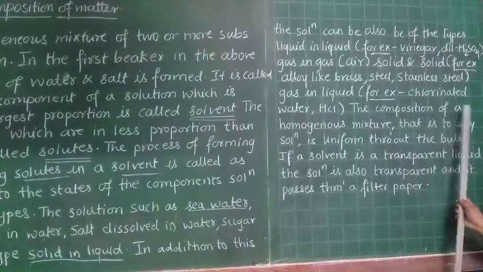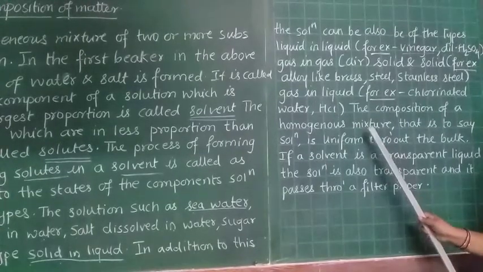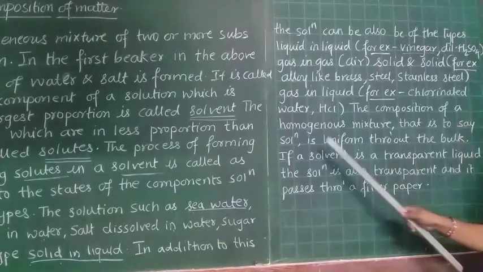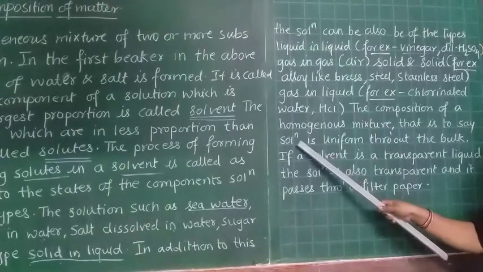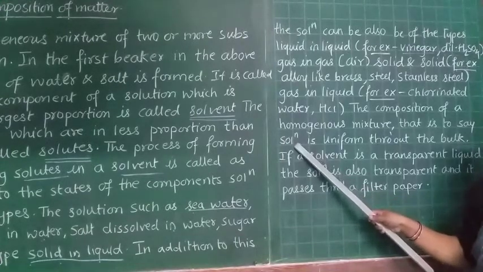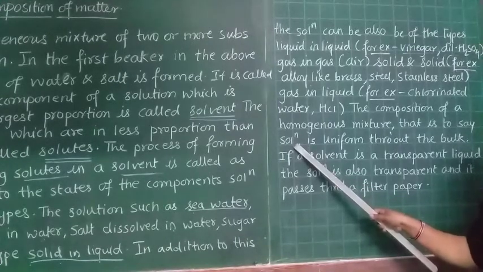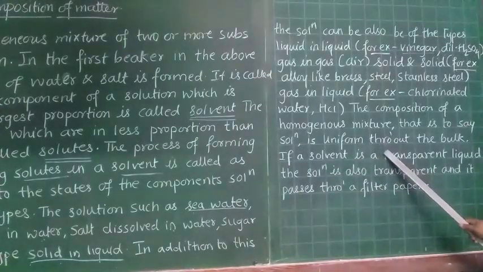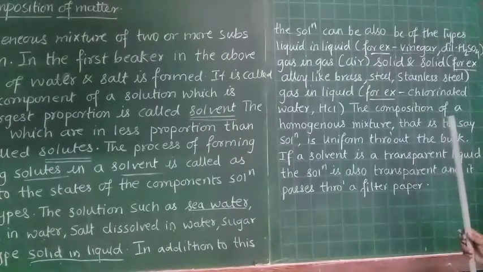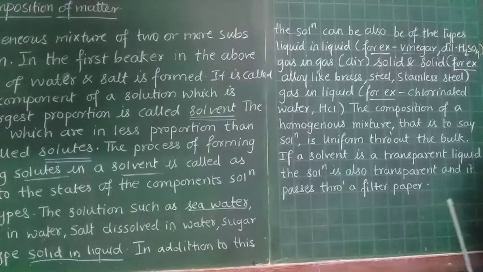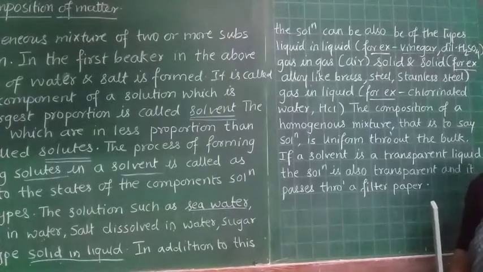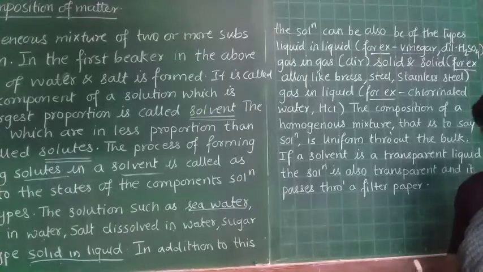The composition of a homogeneous mixture: whenever you see the composition of a homogeneous mixture, that is to say a solution. What is the definition of a solution? The homogeneous mixture of two or more substances is called a solution. So it is uniform throughout the bulk. That means whatever substance is obtained after the formation of a solution is in a bulk state and it is uniform. That means both the constituents are dissolved in one another thoroughly.